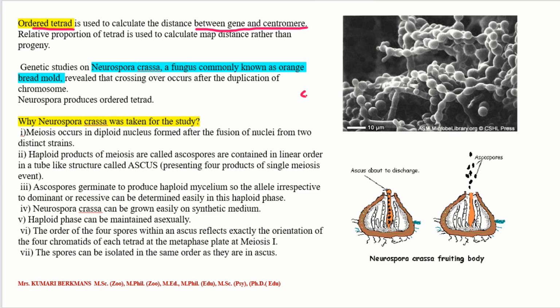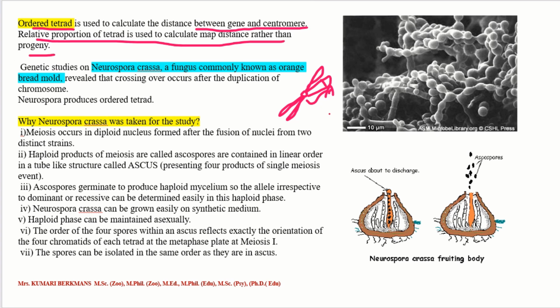Let us take this as the chromosome and this as the chromatid. At the time of cell division, the chromosome divides into 2 chromatids. So this is the centromere and here the gene. Let us name it A. So ordered tetrad is used to calculate the distance between the centromere and the gene. The relative proportion of tetrads is used to calculate the map distance rather than the progeny.